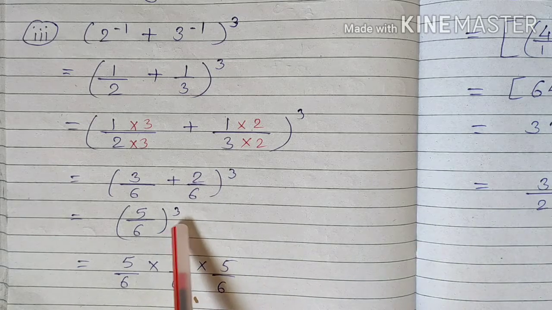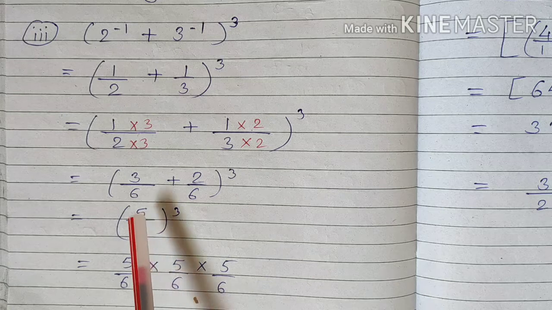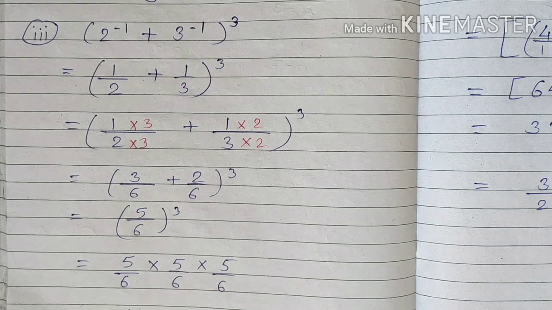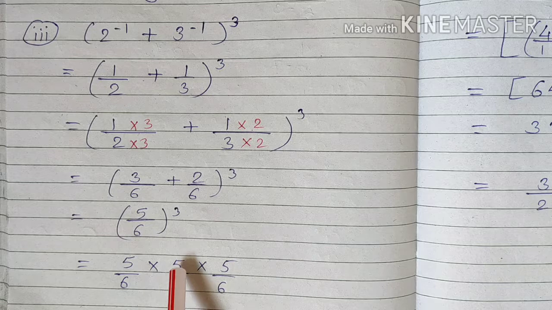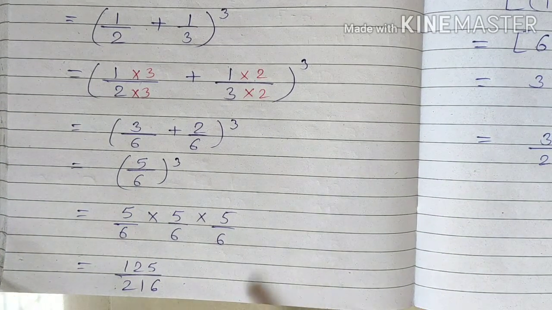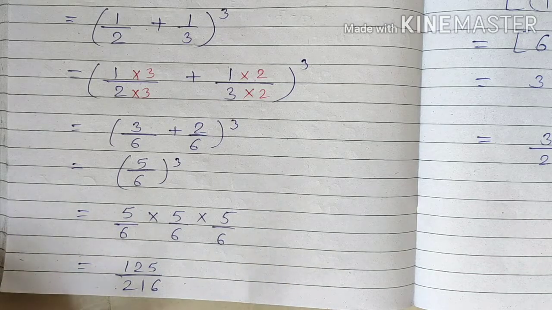Now we will think about this power raised to 3. So 5 by 6 multiplied by 5 by 6 and multiplied by 5 by 6. So what will it be? 5 5s are 25, 25 5s are 125, 6 6s are 36, 36 6s are 216. So we can say that the final answer is 125 upon 216.